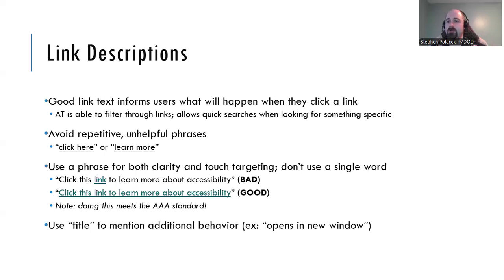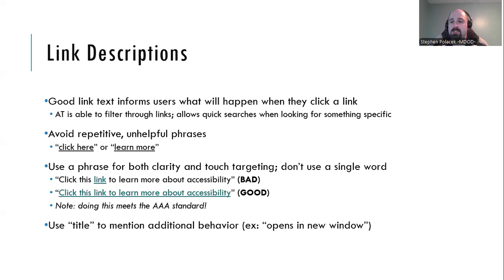So in this case, instead, we're going to make the whole sentence the link text. So click this link to learn more about accessibility. That'll show up as that, reads nicely, and it's easy to press that link because it spans probably the whole width of your phone. You should also note that this meets the AAA standard of the Web Content Accessibility Guidelines. It's really easy to do.